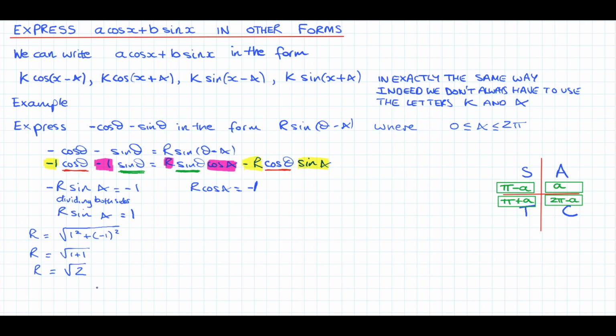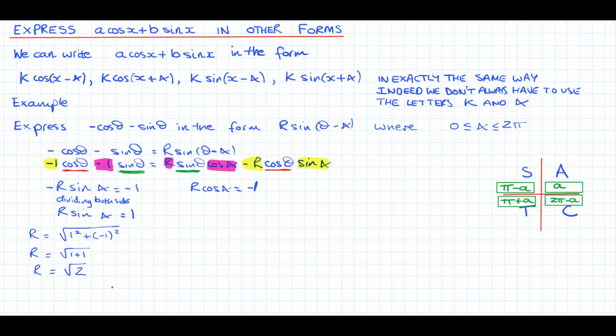Now we're going to move on and express a cos x plus b sin x in other forms. Now we've been writing it as k cos(x minus alpha), but we can write a cos x plus b sin x in any form: k cos(x minus alpha), k cos(x plus alpha), k sin(x minus alpha), or k sin(x plus alpha). We have expansions for all of these. In exactly the same way, we could express it in one of those forms. Indeed, we don't always have to use the letters k and alpha. So let's look at another example.